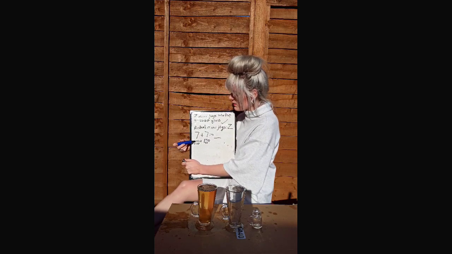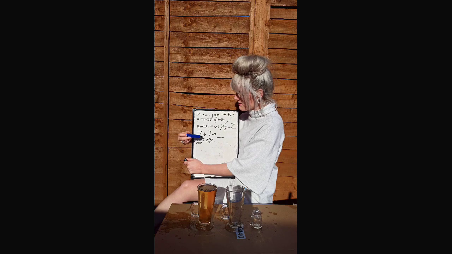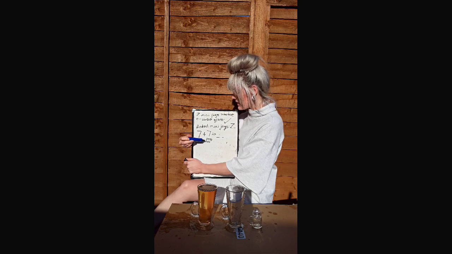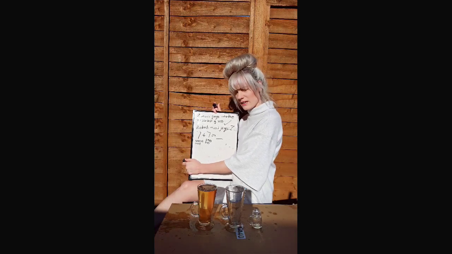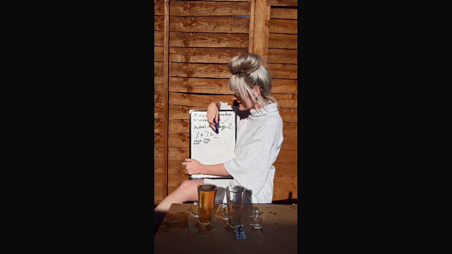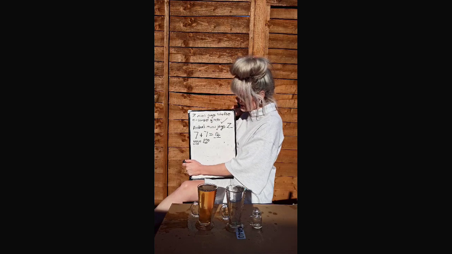So counting with me: 1, 2, 3, 4, 5, 6, 7, 8, 9, 10, 11, 12, 13, 14. Now when we write our 14, we need to make sure that there is 1 ten and 4 ones. So our 14 looks like this.